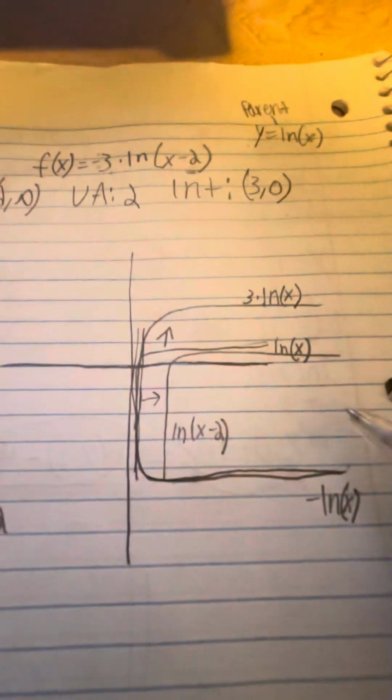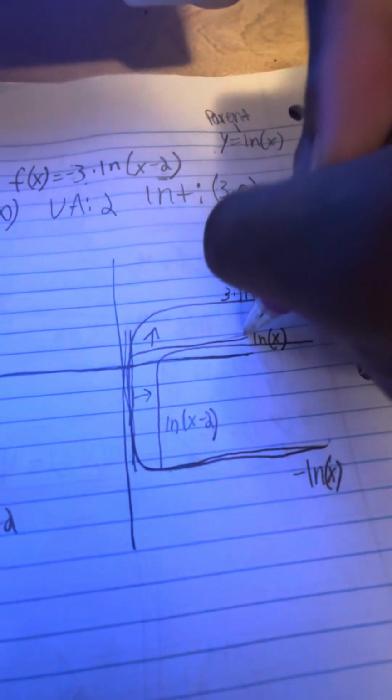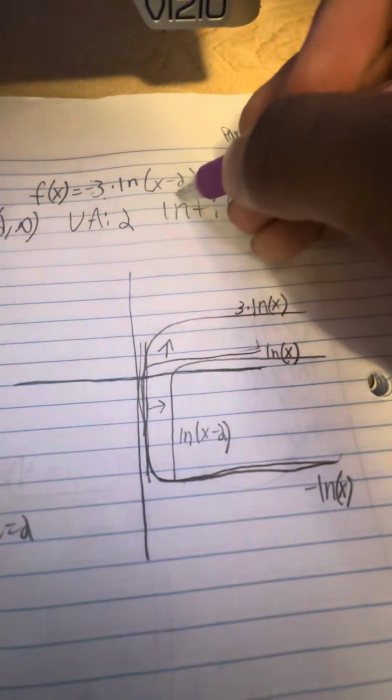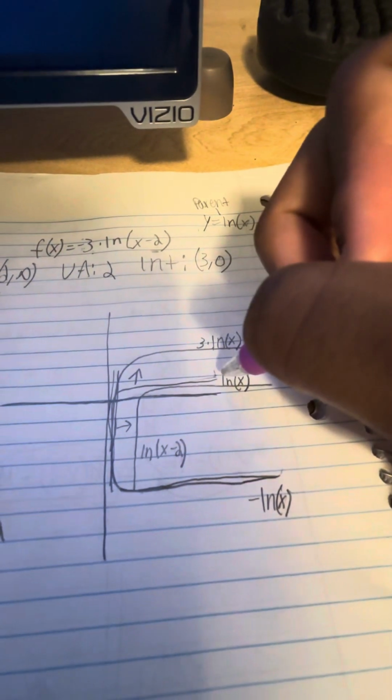We were also supposed to describe each transformation from the parent graph. So here's the parent graph. We had a horizontal shift of 2 to the right. So here, that's what that looks like on the graph compared to the parent.